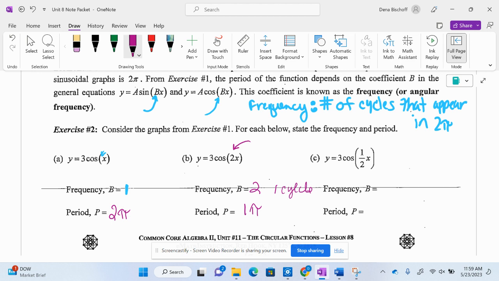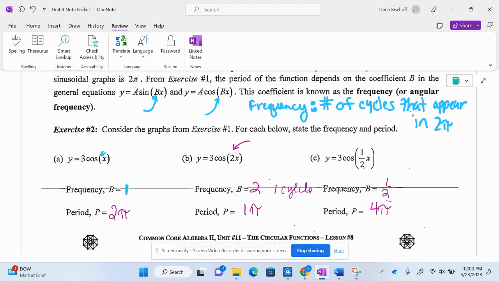And then if I look at the 3 cosine of 1/2 x, well, my frequency is 1/2. And that means that my period was what? 4 pi. Yeah, it took 4 pi for us to get 1 whole cycle in. So a normal, with no frequency change, takes 2 pi. When I multiply by 2, we were able to get 1 complete cycle in 1 pi. When I multiplied by 1/2, we were able to get 1 complete cycle done in 4 pi. So I'm waiting for you guys to get that down, because something cool really happens with that.